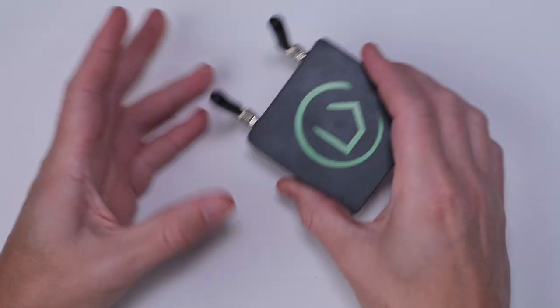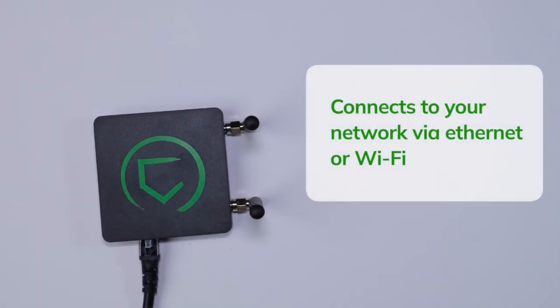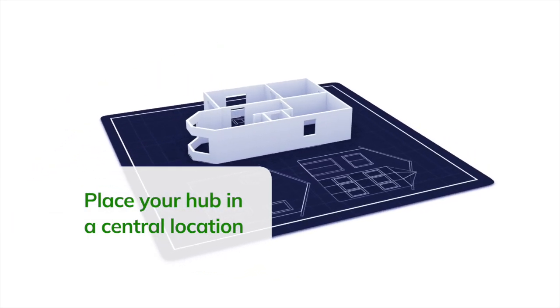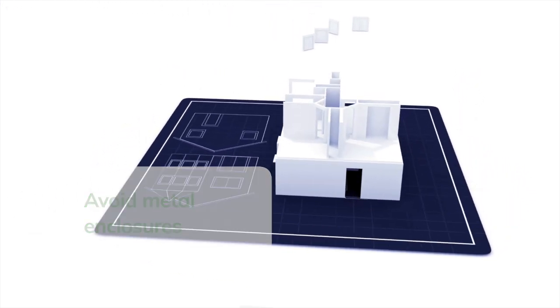Next, connect the hub to your network router using the Ethernet cable. Your Hubitat Elevation hub can also connect to your network via Wi-Fi, but it is strongly recommended that you use an Ethernet connection wherever possible for the best uninterrupted performance. Try to position your hub as centrally as possible in your home for maximum range, and avoid placing it in a metal cage or cabinet that can create interference.